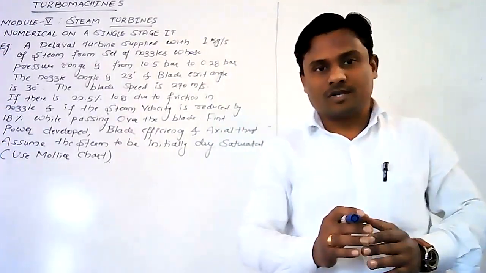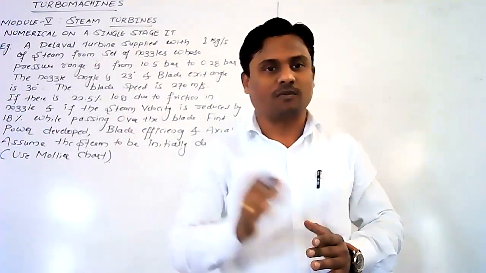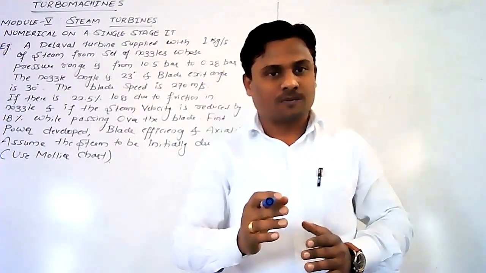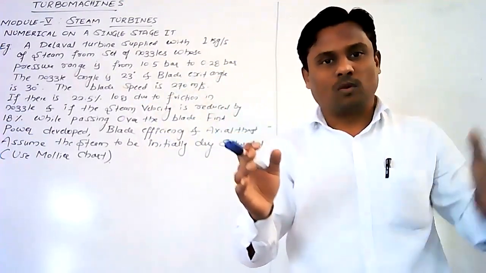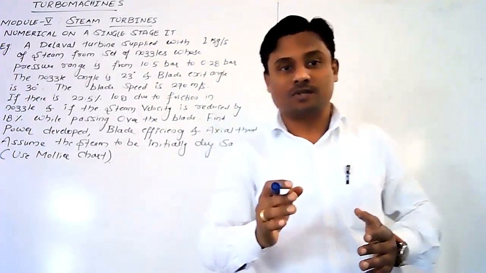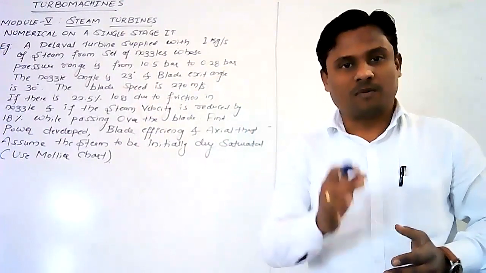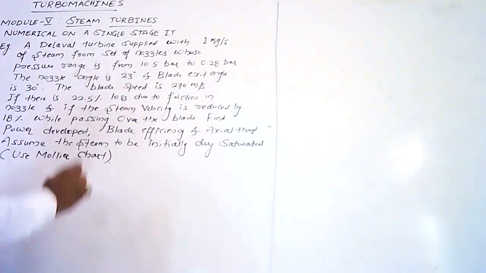By using that Mollier chart, we have to extract the specific enthalpy values. By using those two enthalpy values, H1 and H2, the inlet enthalpy and outlet enthalpy respectively, we can calculate the velocity of steam at the exit of the nozzle. This will be more clear if we solve this problem systematically. So let us write down the given data and proceed to the solution.